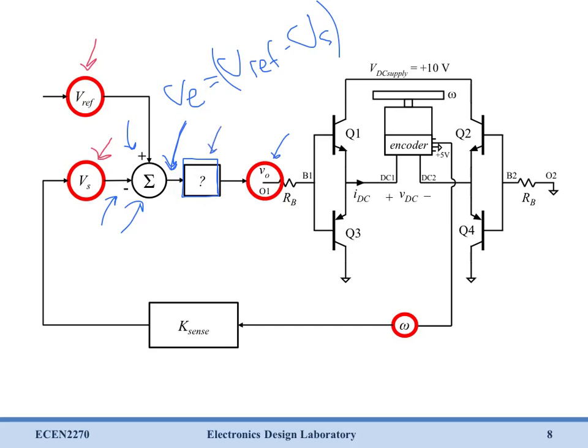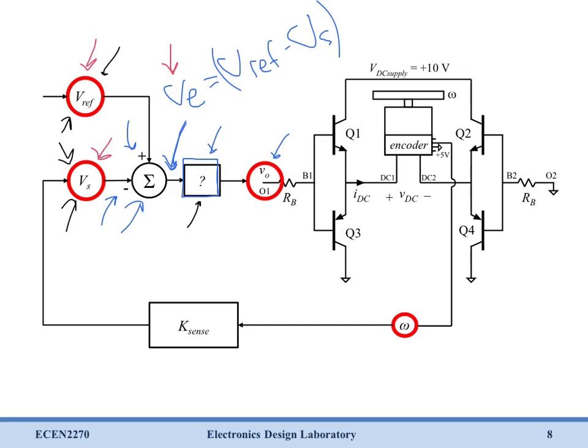Now what exactly goes into the block is pretty important here, because notice that what we want to do is have V error be 0. We want these two quantities to be the exact same, so our motor speed is the speed that we wanted it to be. And in order to do that, we're going to use an integral controller inside this block.